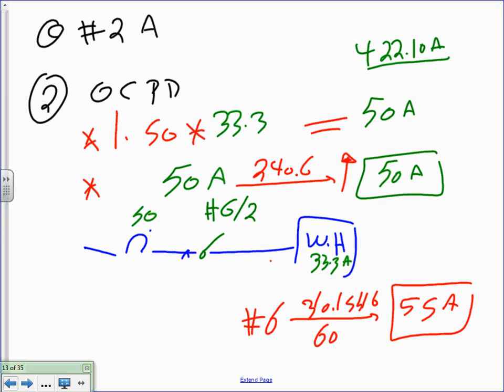This is the check that we do at the end. Remember how we did that? So are we good? Yep. I have a conductor that can carry 55 amps. If it was 40, you have two options. Either you go to number 8, which will give you these amps, or you go to the next standard size up, number 4, or you lower the full load current here to 40. Does that make sense?